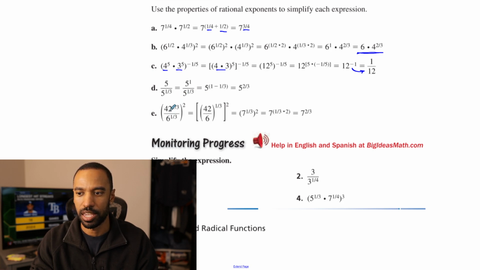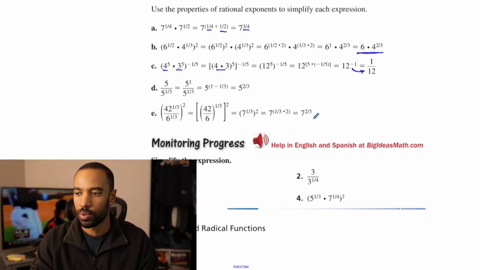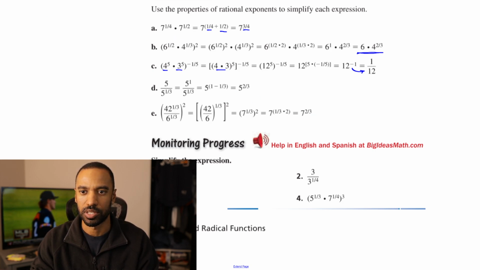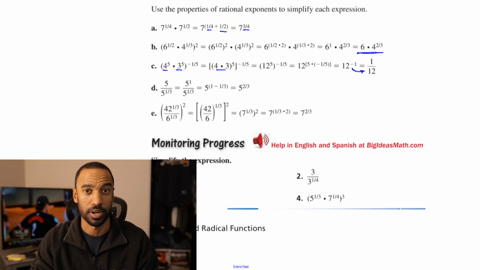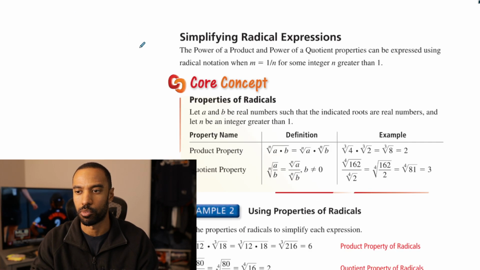And lastly, same thing here, 42 to the 1/3 over 6 to the 1/3. These can divide provided that you pull that 1/3 out and raise them both to the 1/3 that way. 42 over 6 is 7. And 7 to the 1/3 squared, you do the 1/3 times 2, you get 7 to the 2/3 power. So interesting way that they're writing some of those ones as results with fractional exponents. Those are accepted answers if you can't simplify it more.